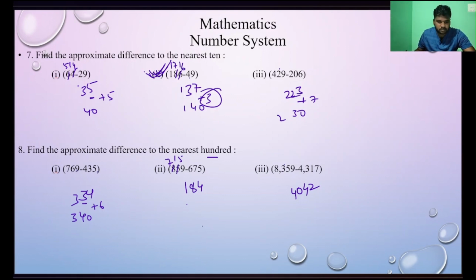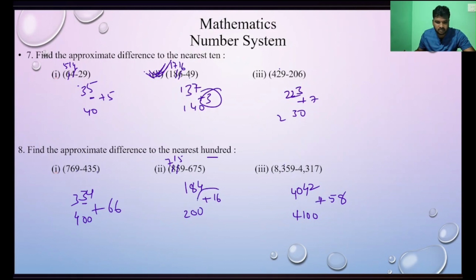Now here, nearest 100 means how much? 340. Nearest 100 means 400, right? Not this value. Nearest 100 means 400. It takes 66 to get to 400. Here also 200 is needed. How much is needed? 16 needed. And here also 4100 is needed. How much is needed? 58 needed to get to 4100.